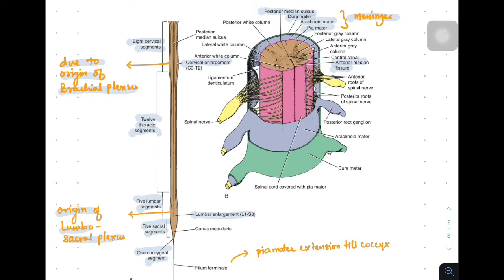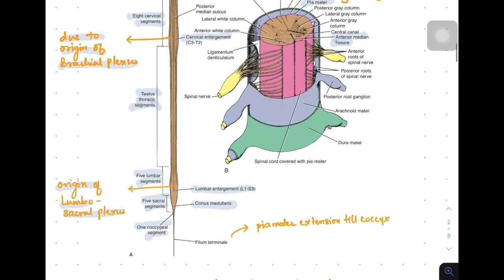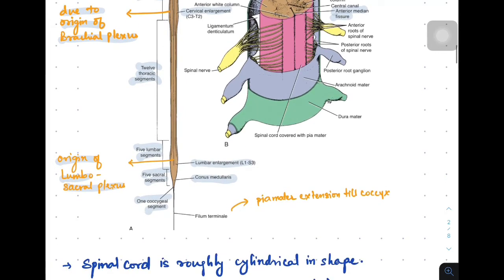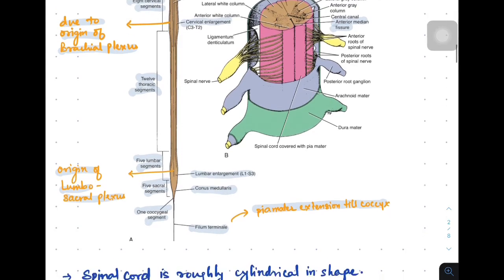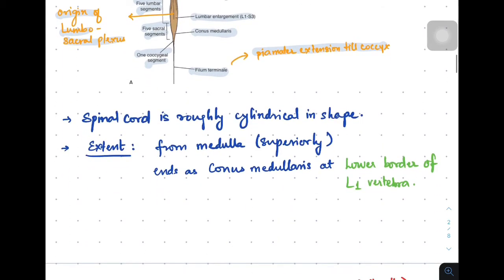Okay, so the spinal cord ends as the conus medullaris, and the pia mater of the spinal cord extends and finally ends as the filum terminale. So the pia mater extension till the coccyx is called the filum terminale. The spinal cord is roughly cylindrical in shape. The extent is from the medulla superiorly and it ends as the conus medullaris at the lower border of the L1 vertebra.